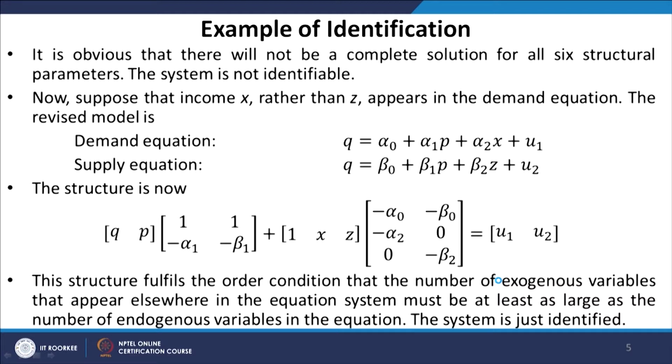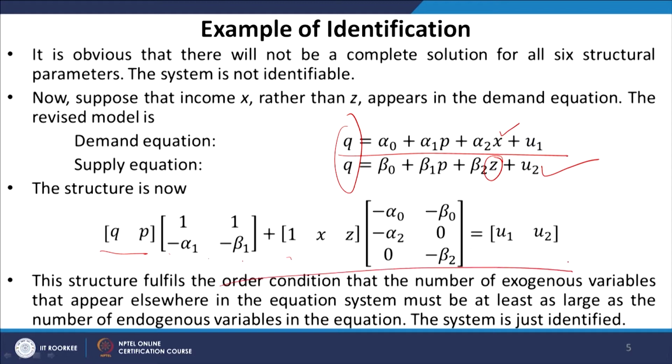Now, suppose the income x rather than z appears in the demand equation, and therefore, the revised model is q equals alpha naught plus alpha 1 p plus alpha 2 x, and this variable x does not appear in the supply equation, while the supply equation has the price of the substitute commodity, which does not appear in the demand equation. We are not repeating the equilibrium condition, instead writing q for both the equations. So, the structure is now as follows, where I am writing this entire thing in matrix form.